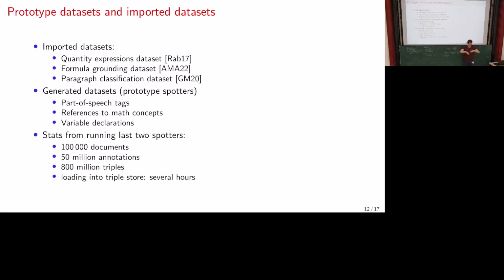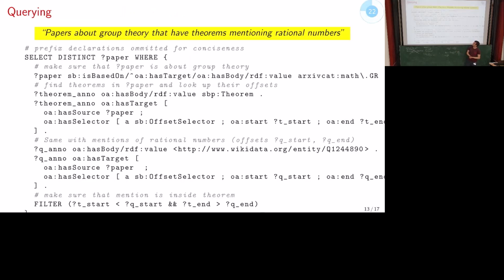And if we have all this data in one place, then we can do querying. So for example, we can say, give me all the papers about group theory that have theorems that mention rational numbers. The query is quite long, you probably usually wouldn't want to write it by hand, but this kind of thing is possible already, and you could just make a nicer interface for this. You don't have to write SPARQL.